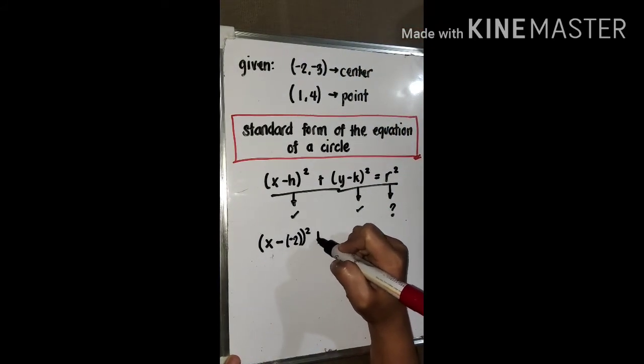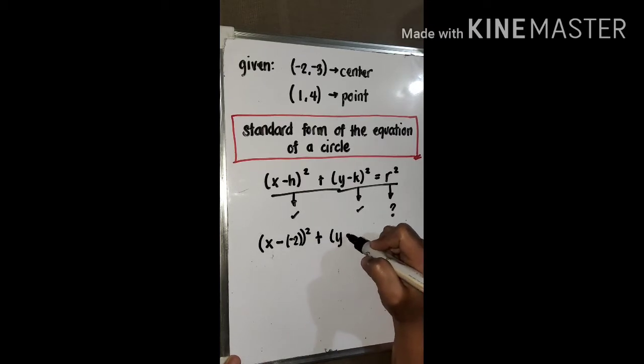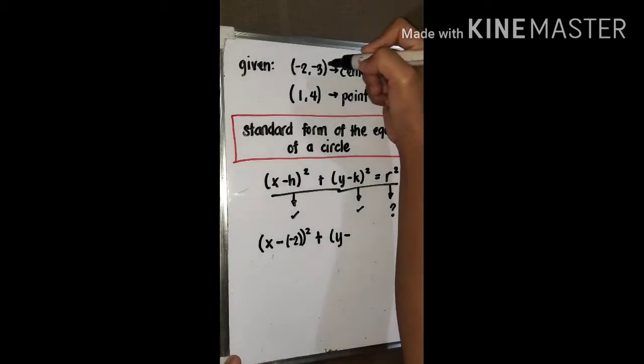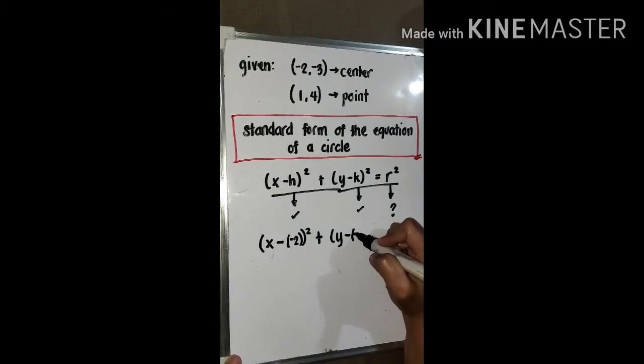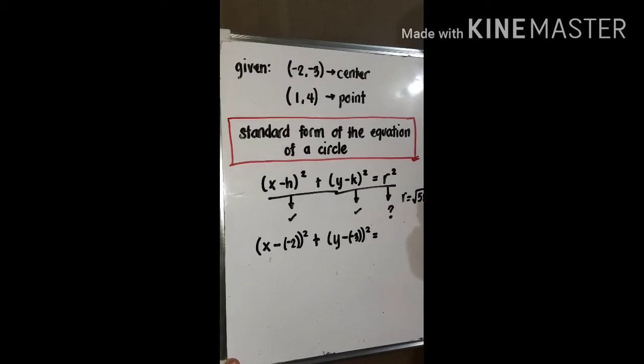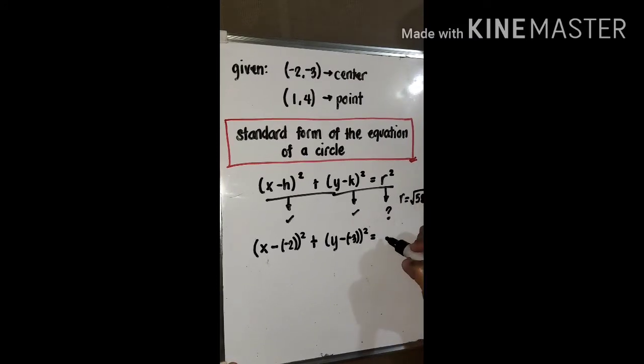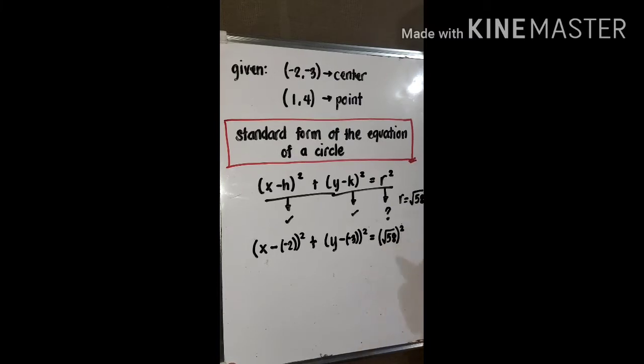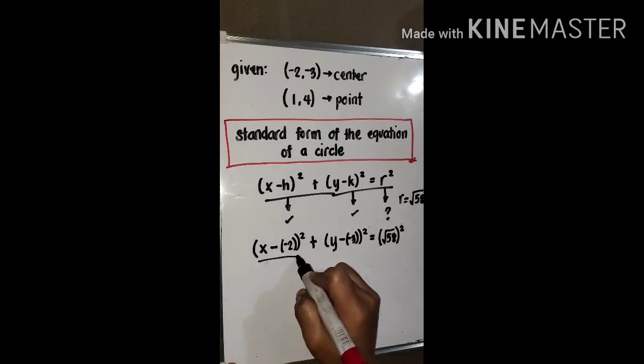Quantity squared plus y minus k. And our k here is negative 3. So we have negative 3 quantity squared is equal to r. Our r a while ago is square root of 58. So we will substitute square root of 58 into our r, and then we will square it. So we have square root of 58 squared. Okay, so let's simplify this one.